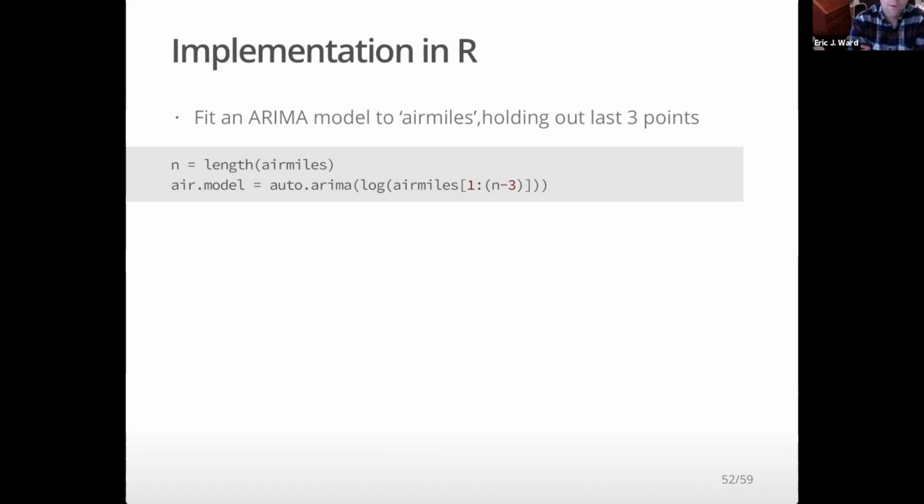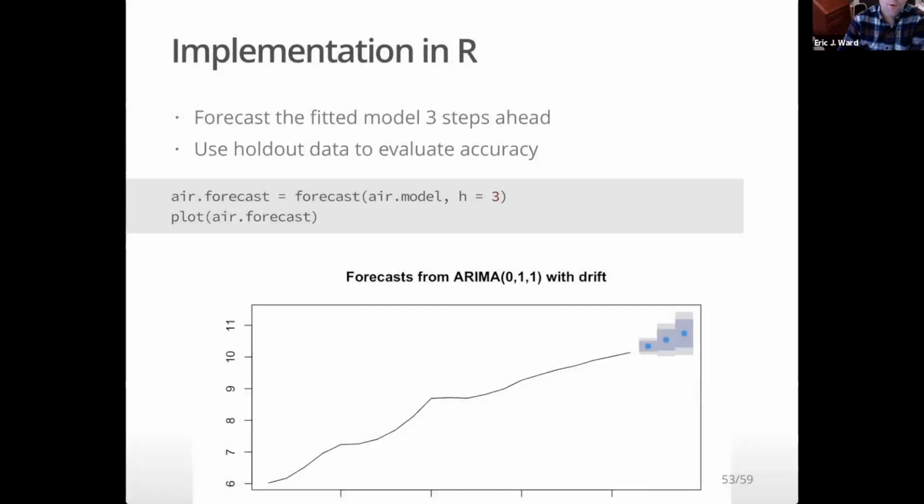I think that, just as an example, we can go back to the air miles data set. If we do the auto ARIMA, we're going to be using AIC to find the model that has the lowest AIC across the different AR and MA components. Here we're holding out the last 3 data points for that example. And this is our forecast that we can generate with those 3 points with uncertainty. And then we can use the holdout data, or the 3 points that we held out, to evaluate the accuracy.